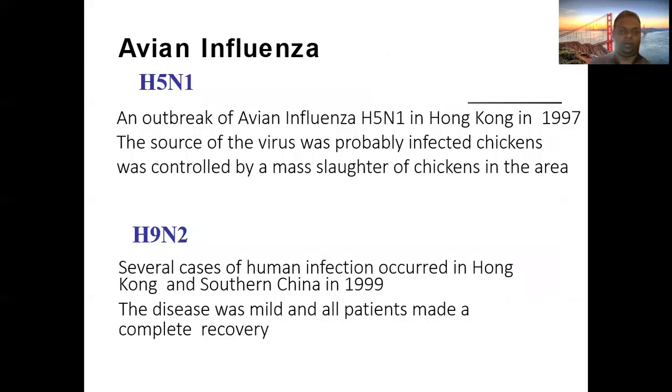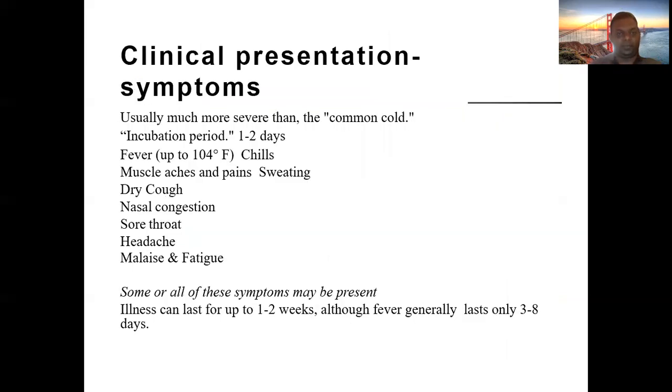Avian influenza, as I said, H5N1, H2N9, H9N2. The clinical presentation in every viral infection is almost the same, usually much more severe than the common cold. Incubation period 1 to 2 days, fever, chills, muscle aches, pain, sweating, dry cough, nasal congestion, sore throat, headache, malaise, and fatigue. Some or all of these symptoms may be present, but these are more towards acute upper respiratory infection. But if it goes to lower respiratory infection, including pneumonia, symptoms vary.